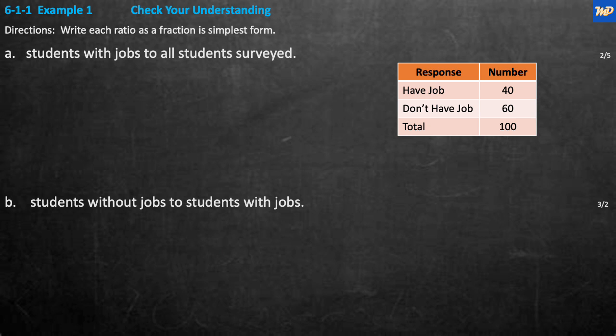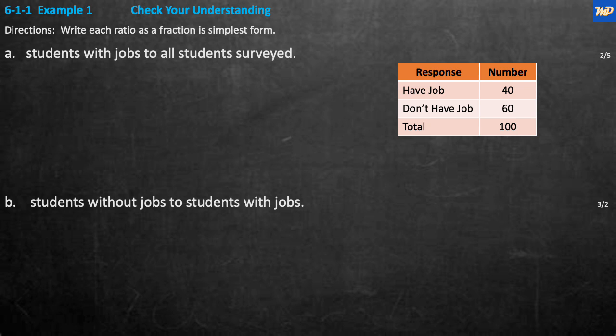Example 1, check your understanding. We're going to write each ratio as a fraction in simplest form. Problem A, you're going to do these, A and B, on your own. Go ahead and pause the video, and when you're done, come back and we'll do them together. Okay, now that you've had that time to complete these two problems, let's look at them.